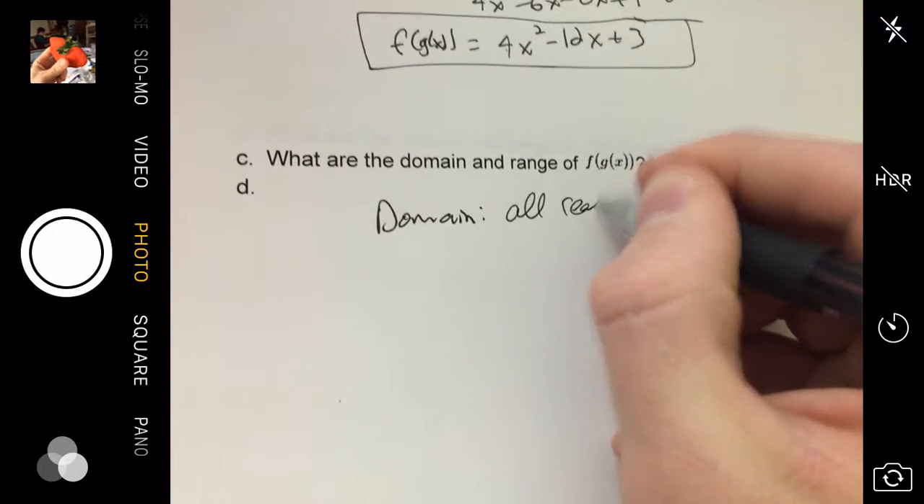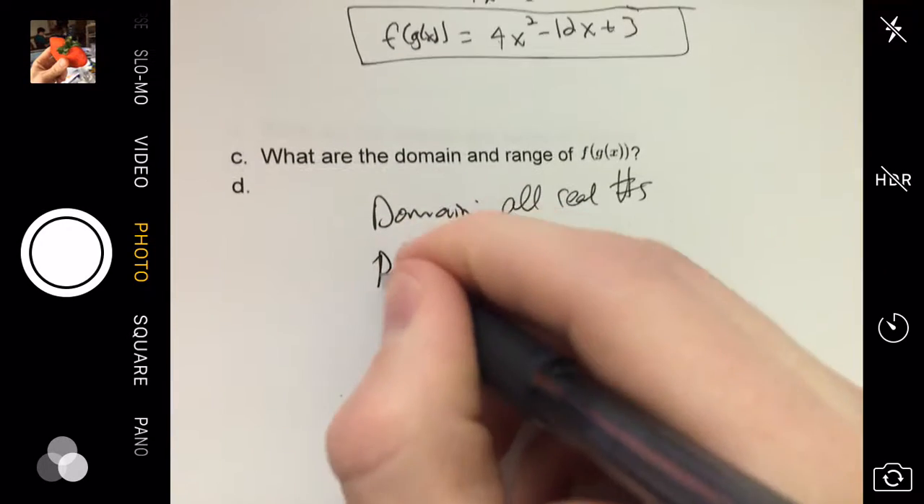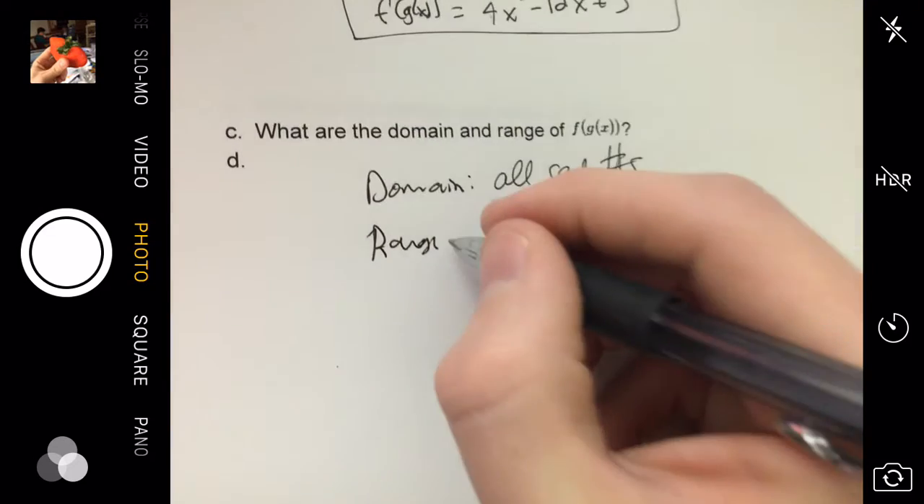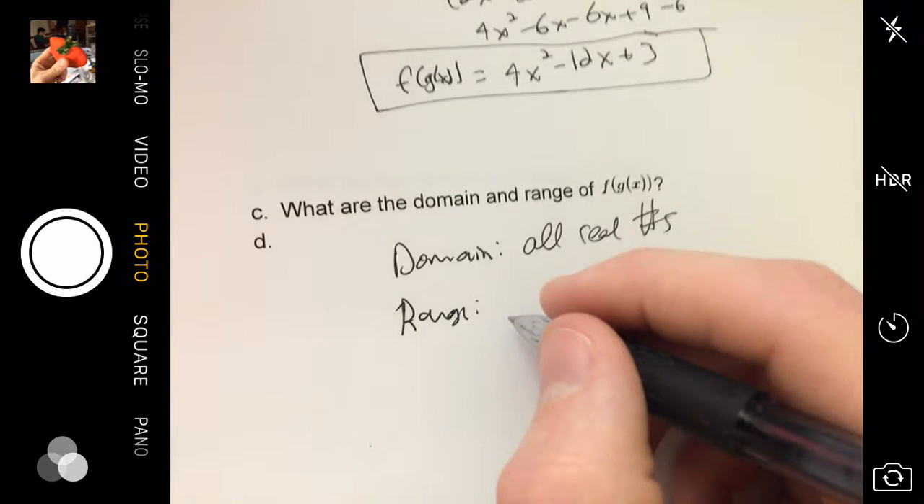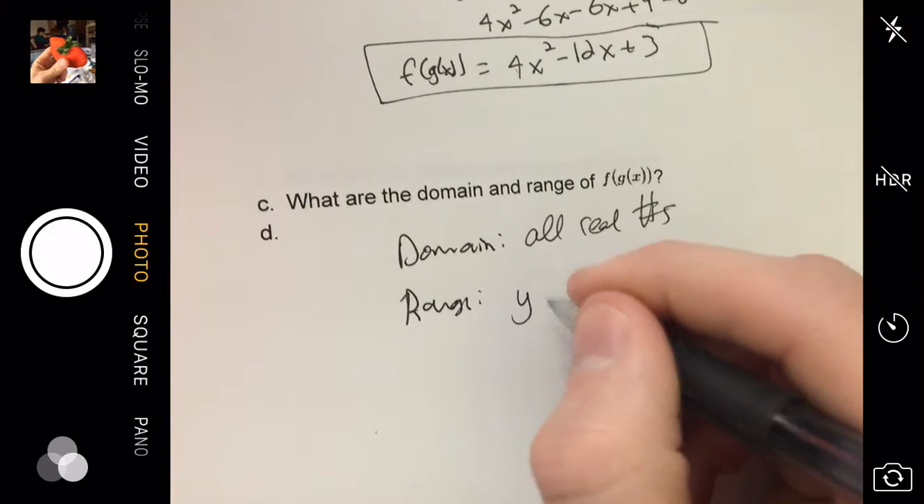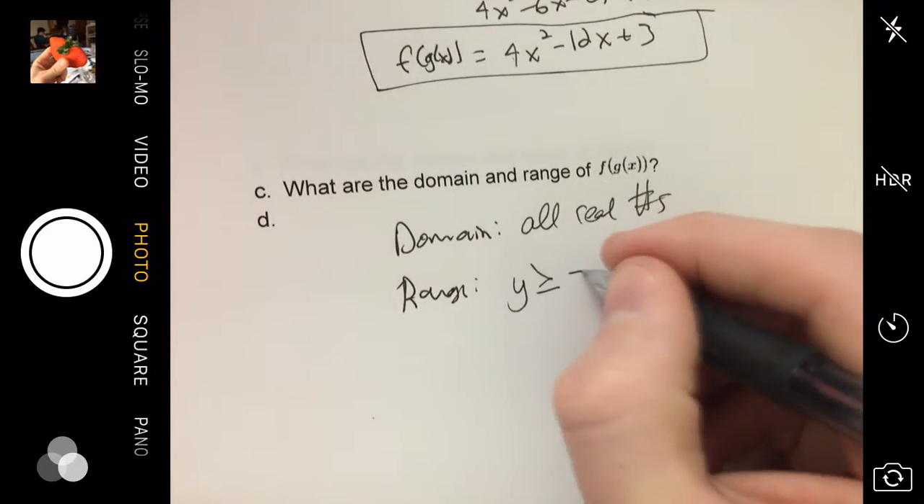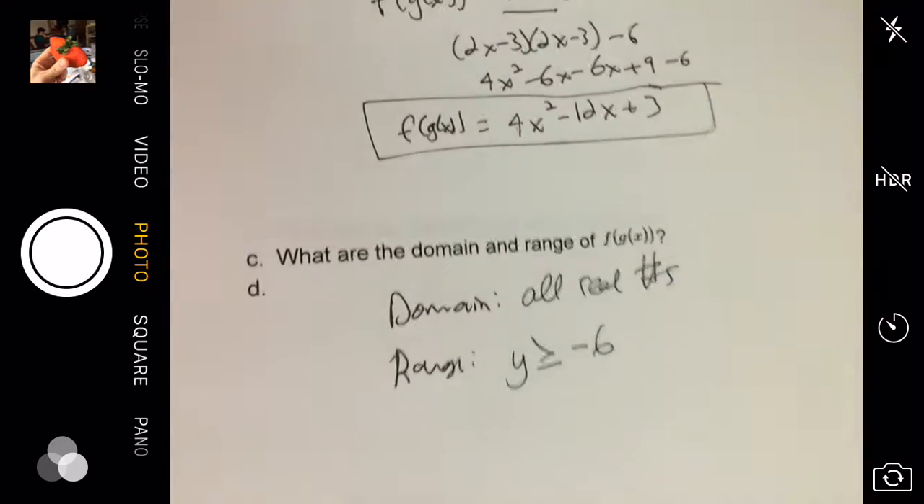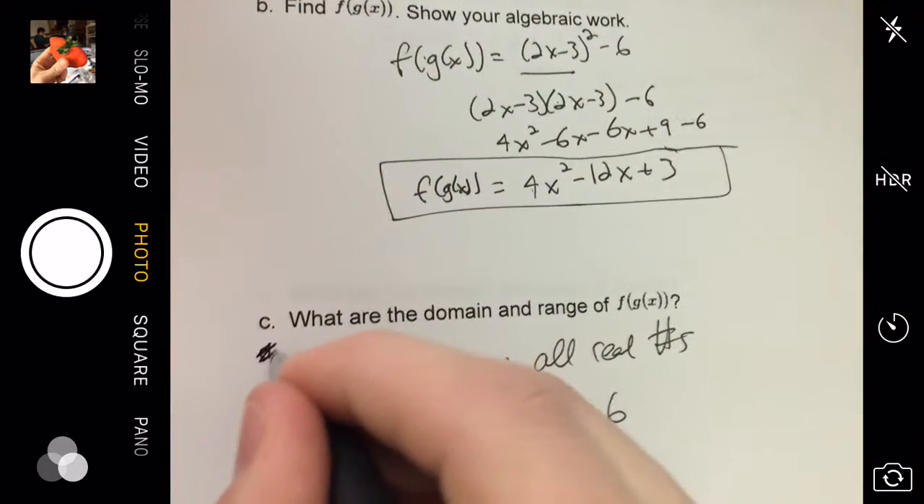Domain, same as earlier, all real numbers. And for the range, that's actually going to be the same as the range up here. So you do have to look at the functions you used earlier. Y is greater than or equal to negative 6. And that's it. Oh, and there's nothing for D. There's no D.